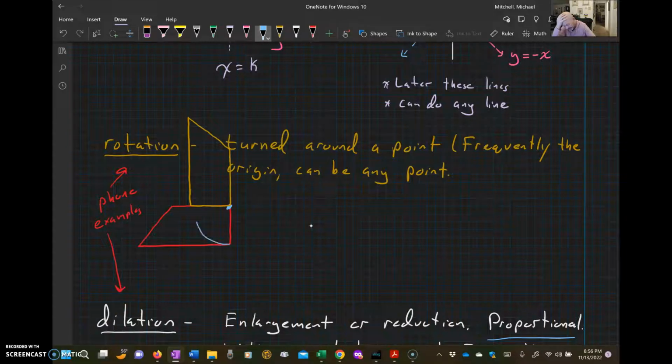Basically, this point is just turned around like this. This point is just turned around like this. And this point is turned up that way.